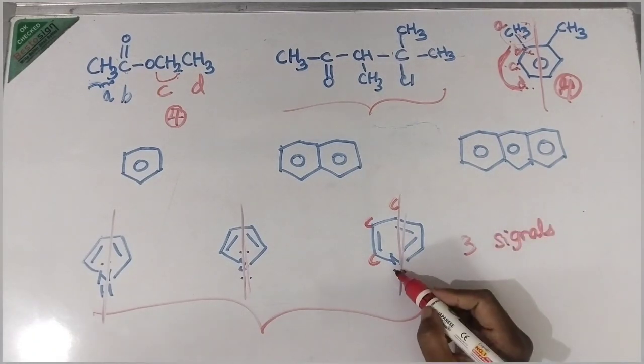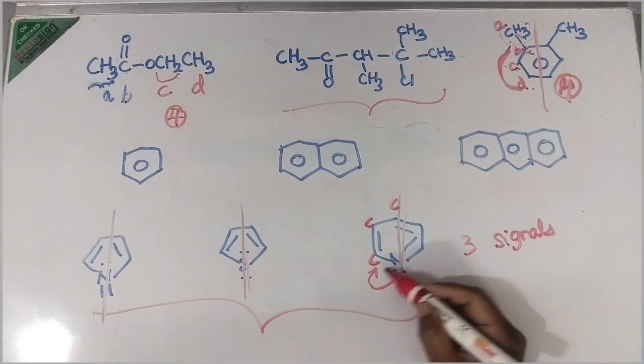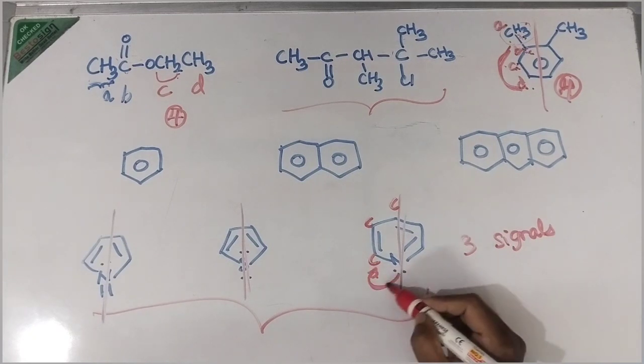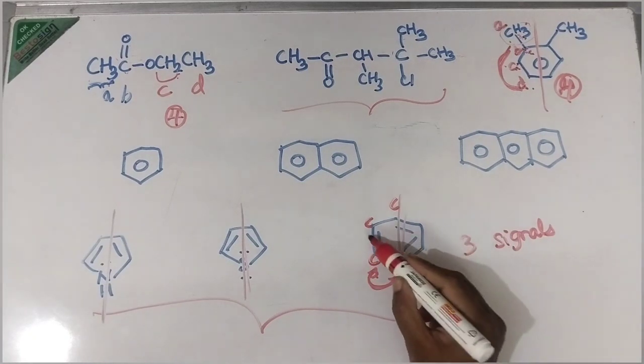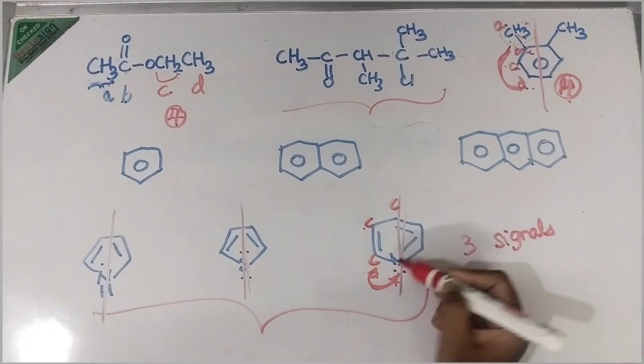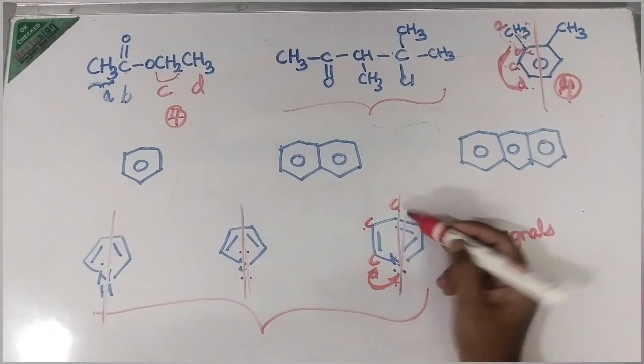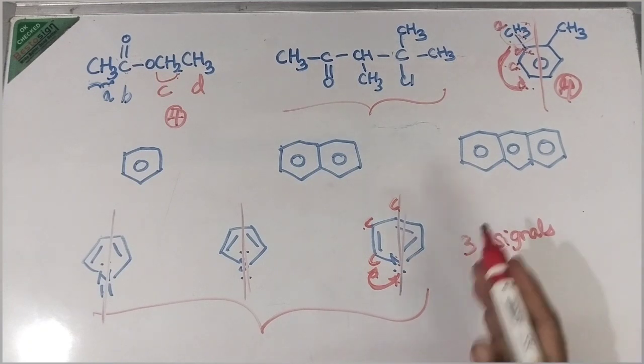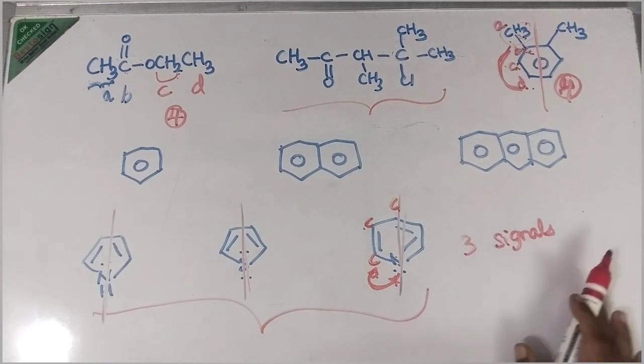because this carbon is in ortho position to that of the nitrogen, but this carbon is in meta position with the nitrogen, and this carbon is in para position with the nitrogen. Hence these carbons are different. It will have 3 signals.